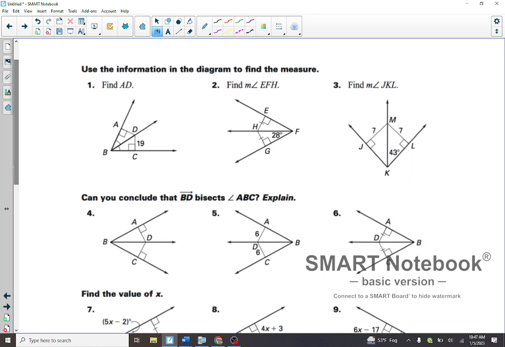5.3. So this is kind of the reverse. We cut a line in half so the two sides are equal. Now we're cutting an angle in half.